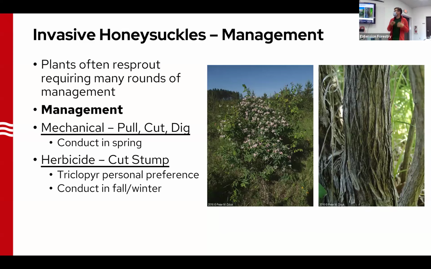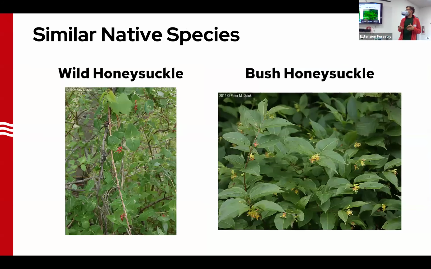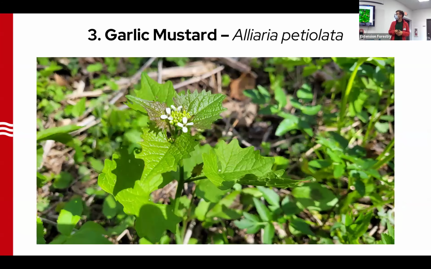For management, we're going to treat it much the same way we would common buckthorn and glossy buckthorn, as a woody plant. We can pull, cut, and dig in the spring, and use herbicide with the cut stump method, the same way we would with common buckthorn. Similar native species: sometimes there might be wild honeysuckle, which is more of a vine in our forested settings. There's also a bush honeysuckle in drier soil conditions in northern Wisconsin. The native bush honeysuckle is typically a lot smaller. It's going to have yellow flowers as well, which is a good way to distinguish it.